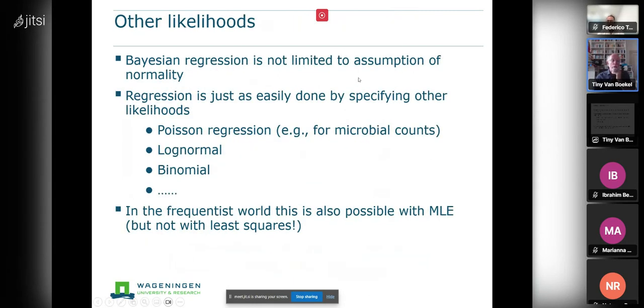Well, as I said, Bayesian regression is not limited to the assumption of normality. You can do it with other likelihood functions. But you should note that this is in principle also possible with maximum likelihood estimation. But if you choose least squares, you are automatically related to a normal distribution. But if you want to do Poisson, for instance, you have to use maximum likelihood estimation.